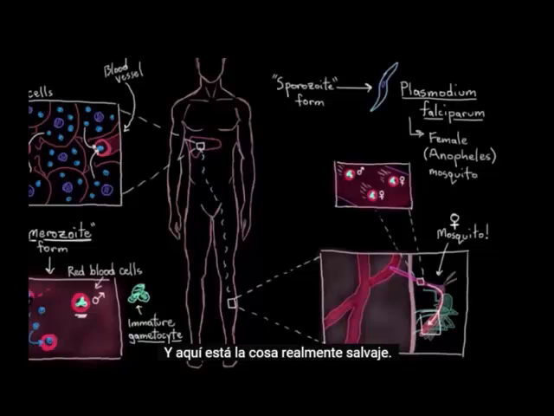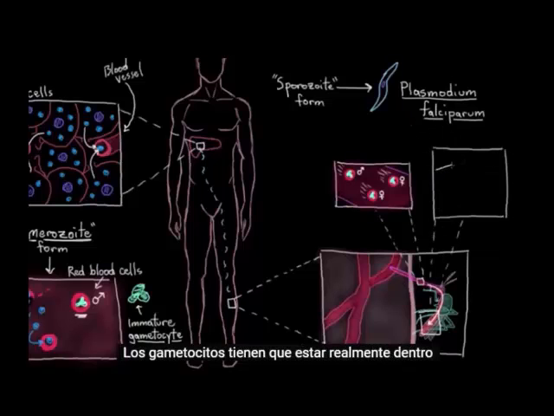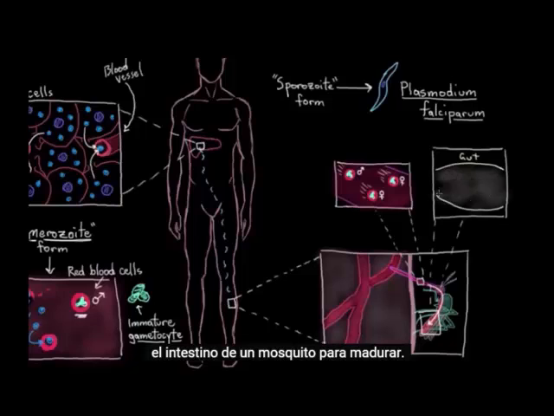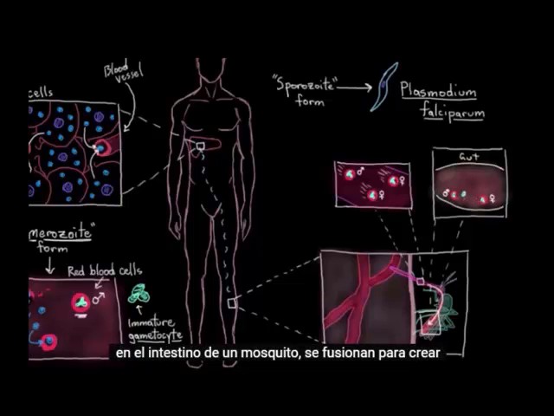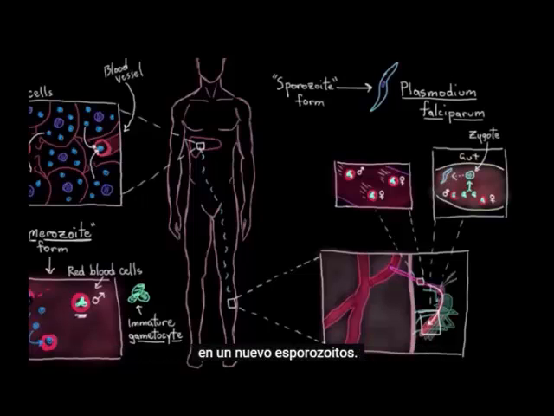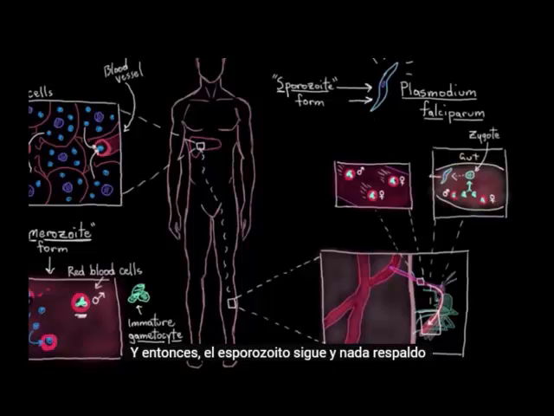And here's the really wild thing. The gametocytes need to actually be inside a mosquito's gut to mature. It's incredible. So the male and the female gametocytes, because of the environment within a mosquito's gut, fuse together to create a zygote. And then this plasmodium zygote goes on to develop into a new sporozoite. Remember the initial infective form? And then the sporozoite goes on and swims back up to the mosquito's salivary glands. So now they're ready to be injected back into another human host.